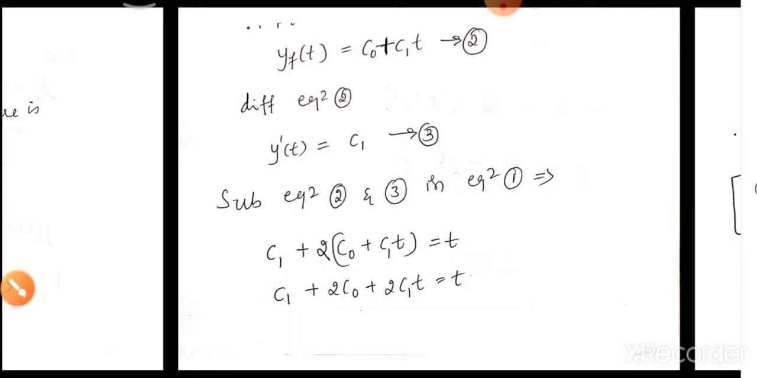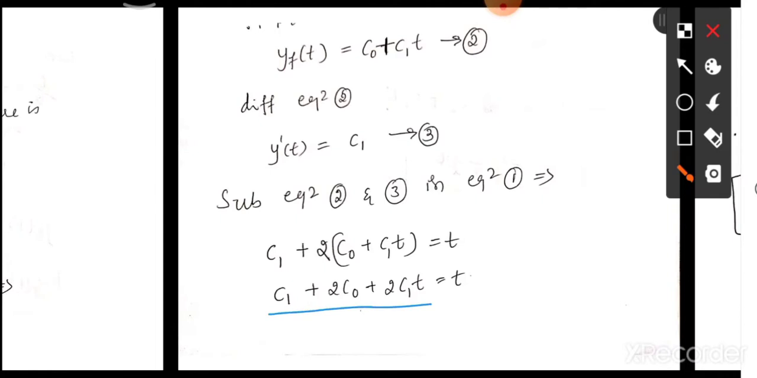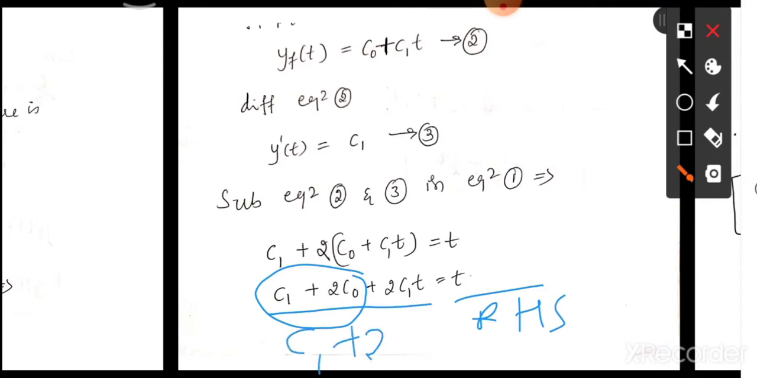So compare the right hand side and left hand side coefficients. c1 plus 2c0 is a constant term. Do you have any constants on the right hand side? No. So what you have to do is set c1 plus 2c0 equal to 0.